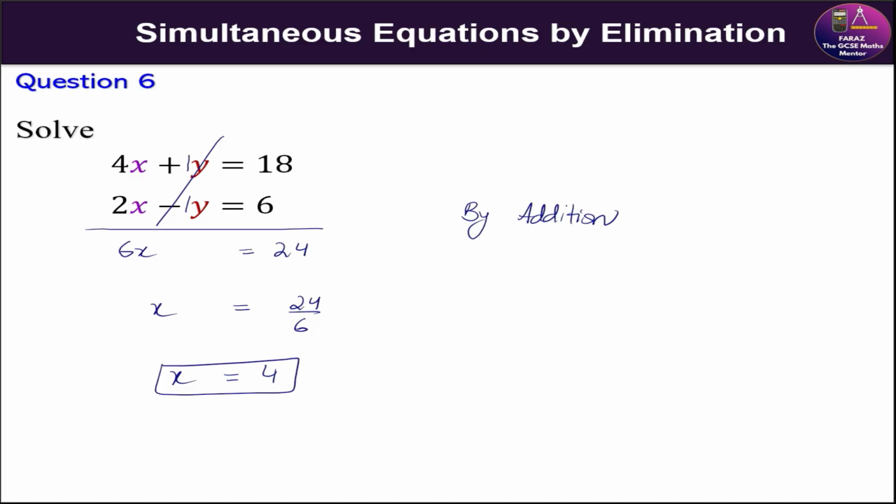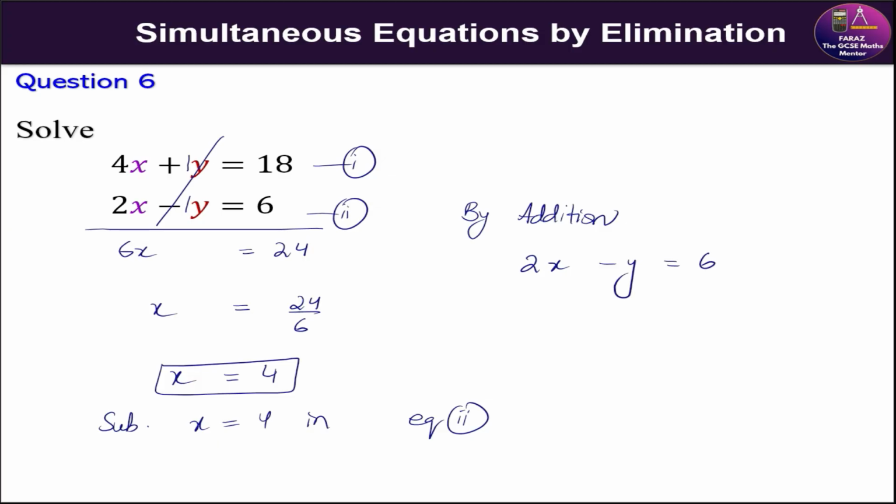Now substitute x equals 4. This is your equation 1 and that's your equation 2. Substitute x equals 4 in any of the above equations, let's say in equation 2. So if you do it in equation number 2, it will give you 2x minus y equals 6, and 2 times 4 minus y equals 6. 2 times 4 is 8.